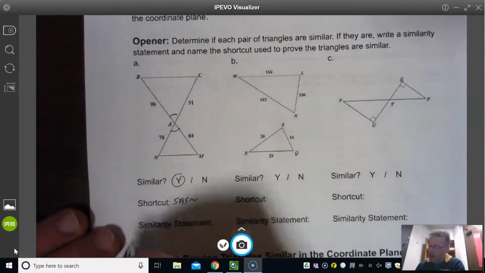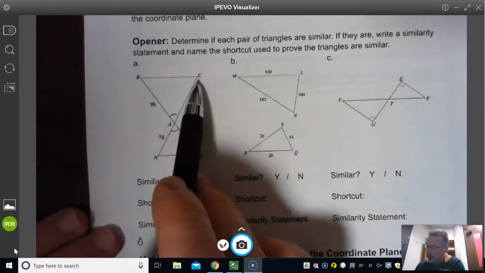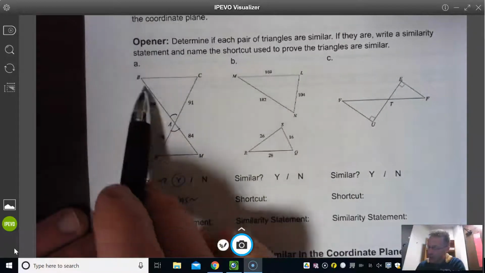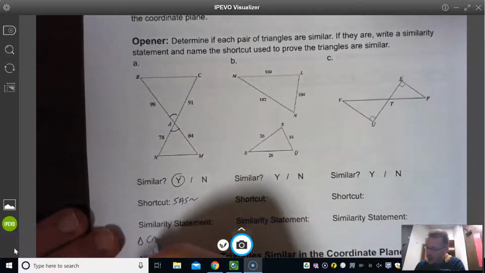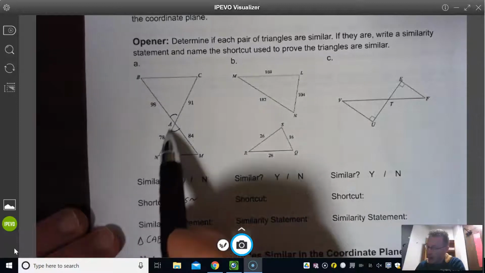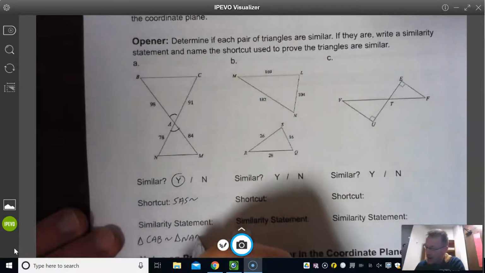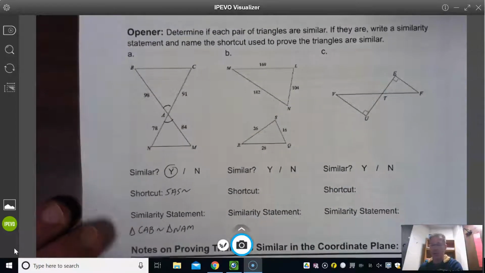Now, the similarity statement. Let's start in this triangle. I'm going to go down the short side to the vertical angle, then up the long side. So that would be triangle CAB is similar to triangle, and if I go down the short side to the vertical angle and then up the long side, that would be NAM. All right, so let's look at part B here.